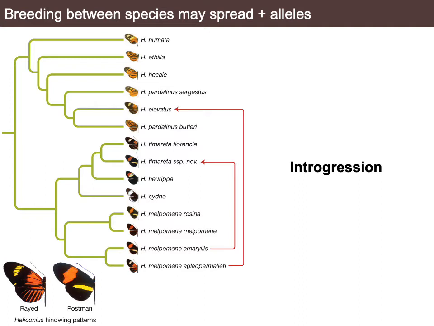Presumably there was an introgression event, a mating between an Elevatus and a melpomene that led to these new alleles for this rayed pattern on the hind wing getting into that lineage. And it turned out to be beneficial and has now become fixed in Elevatus. Okay, this is the movement of genes and alleles from one species to another. And when beneficial, those alleles can persist.